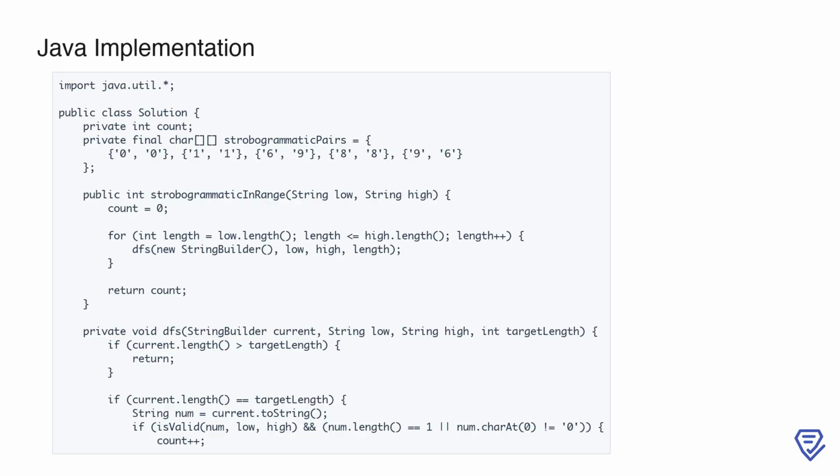For each length, we call a helper function, DFS, which stands for depth first search. This function builds strobogrammatic numbers recursively. If the generated number is valid and doesn't have leading zeros, we increment the count. The method finally returns the count of all valid strobogrammatic numbers in the given range.